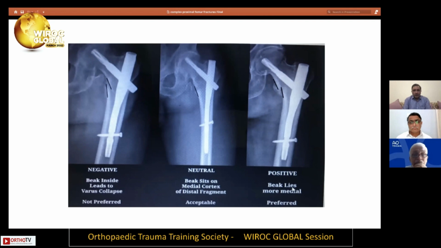medial positive reduction? If you look at these three X-rays, the first is a negative reduction, where the proximal fragment has sort of gone inside the shaft, meaning the shaft is lying medial to the proximal fragment. The next is a neutral reduction, when the calcar and the medial cortex of the shaft are in alignment. And then there is a positive reduction, where the beak of the proximal fragment lies medial to the shaft of the femur. So we should either aim for a neutral reduction or a positive reduction.